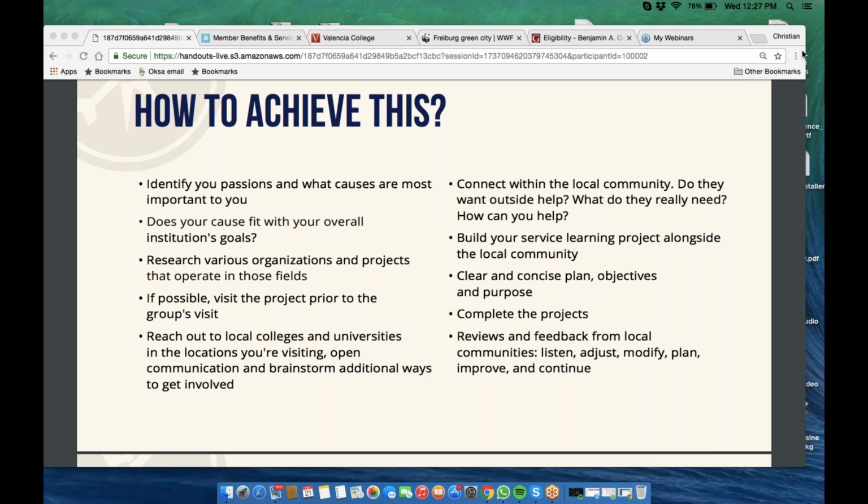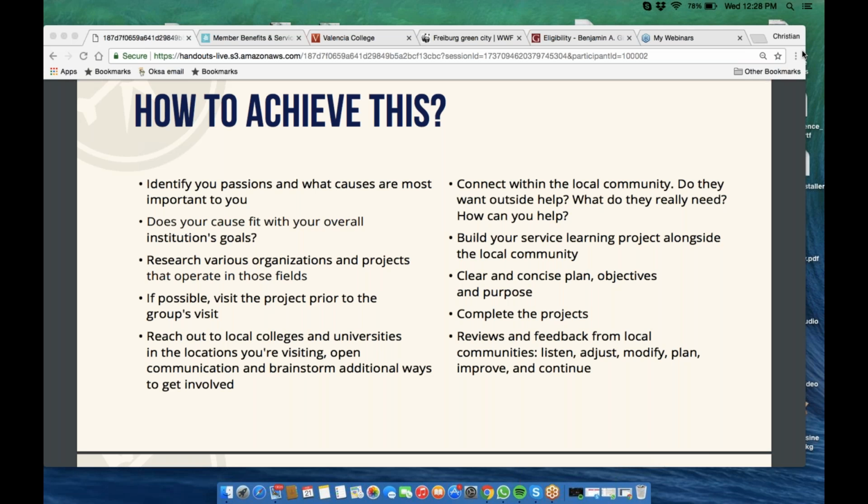So how do you do that? How do you identify, how do you build these programs? Well, first, you need to identify what your passions are. What is your institution's passions, goals? What's important to you? What would you like to offer abroad? And then find local organizations, NGOs, local colleges and universities in the area who share those same passions.